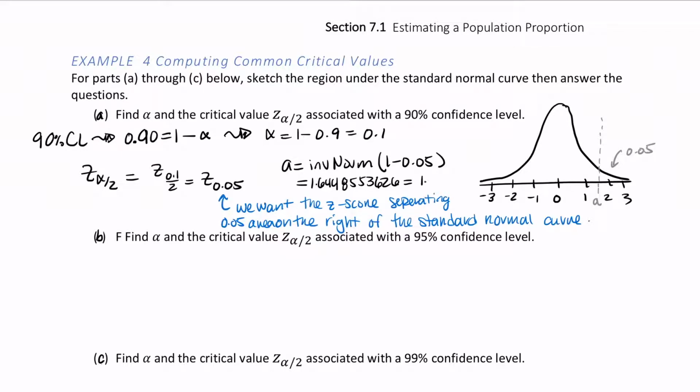Which you can round to 1.645. So now I'm going to be more certain. This area is 0.05 and A is equal to 1.645. So this is my z-score that separates 5% area. Let me write that in a neater manner. 5% area on the right.